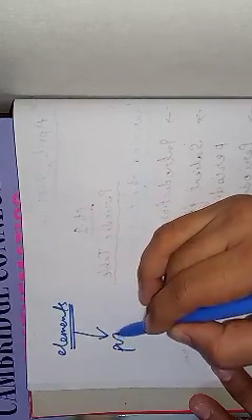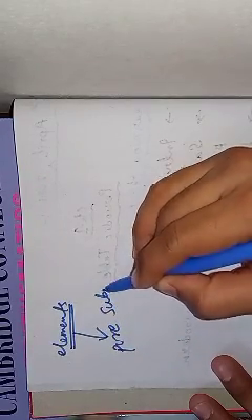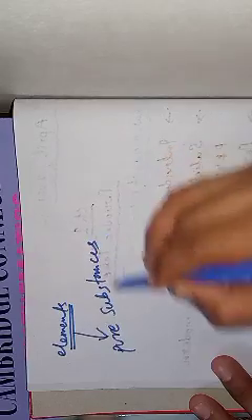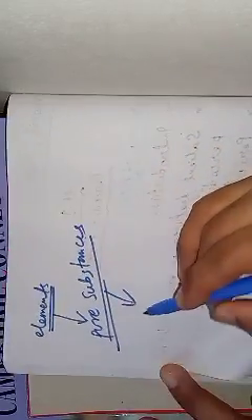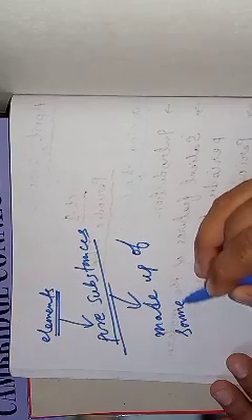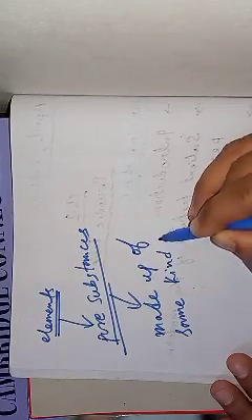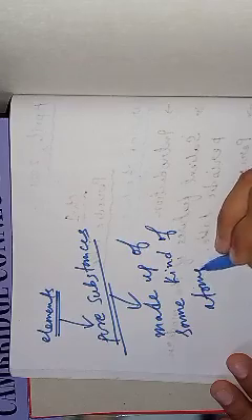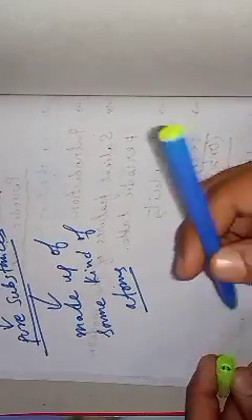The second key word, elements. Elements are pure substances, isn't it? They are pure chemical substances made up of same kind of atoms. Okay, so elements are pure substances made up of same kind of atoms.